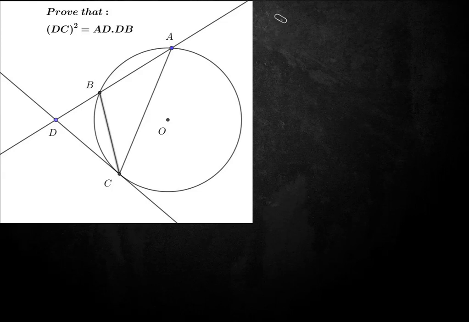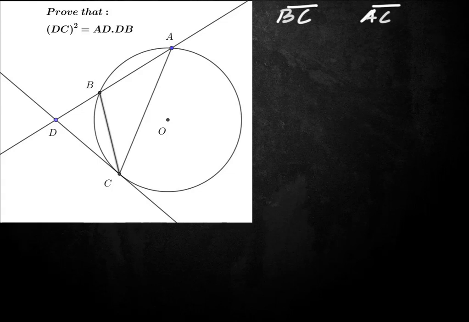So if we take segment BC and then segment AC, we get a couple of triangles, very interesting. You can see we have triangle ADC and triangle CDB. We are going to compare them and see what we can find.